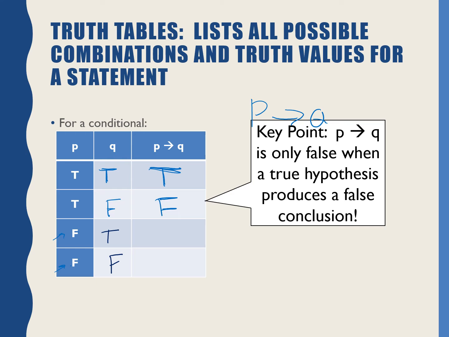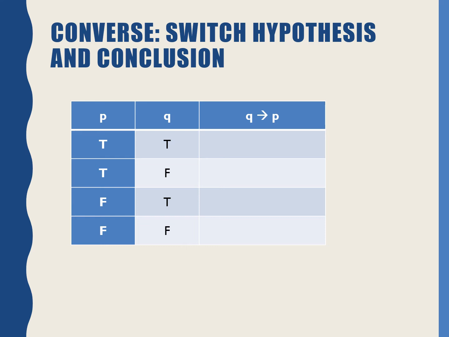So even though the hypothesis is false in this third example and the conclusion is true, this still gives me a true statement. And in the last part here, even though both the hypothesis and the conclusion are false, the whole statement is true. Okay? So this is really important to know: our final statement is only false when a true hypothesis produces a false conclusion. Okay? So let's look at the truth table for the converse.